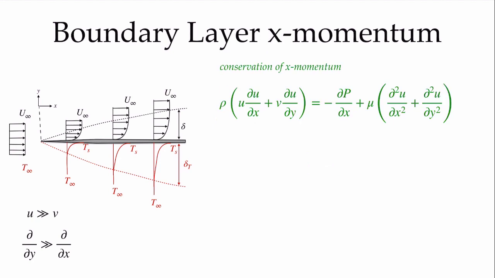Conservation of x momentum. There's only one term that cancels out here, if you think about it, and that is, of course, that the change in u with respect to x, the small change direction, the change in the change, are going to be zero. In every other case, we have a significant term.